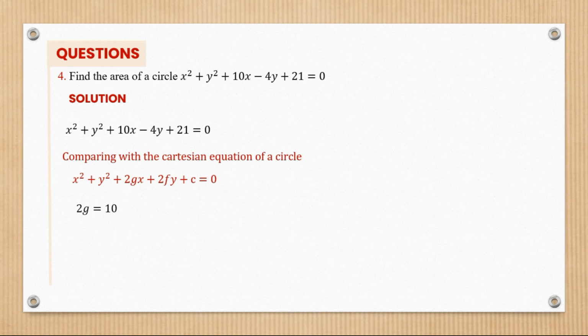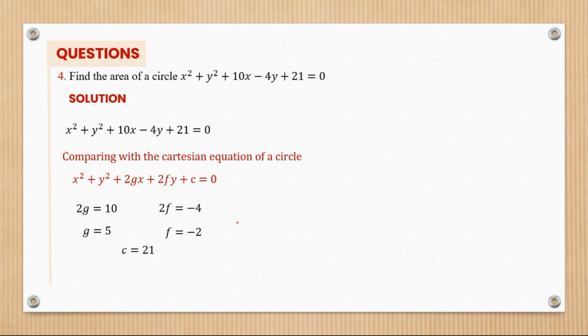When I compare the two, I can see that 2gx shall be equal to 10x. The x values cancel, so I can just say 2g is equal to 10. Then if I make g the subject, g is equal to 5. I can also see that 2f, which is the value right here, is equal to negative 4. If I make f the subject, f is equal to negative 2. Then I can also see that c is 21, positive 21.